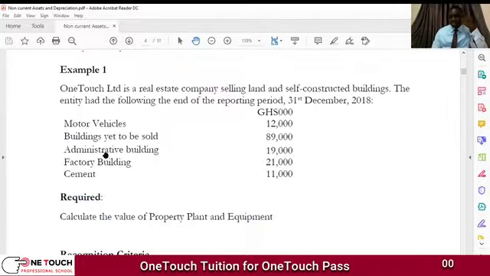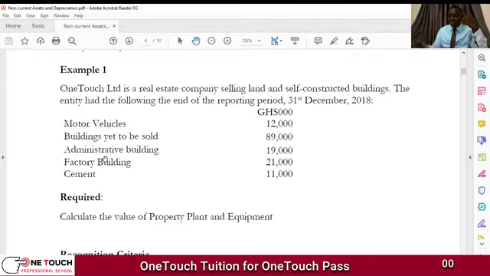Now, motor vehicles. If the real estate company makes use of motor vehicles for administrative purposes, or when they are doing their constructions they send vehicles to site, that is a business asset. Buildings held to be sold: because they are into real estate, they sell the buildings. Now the building is their inventory, so we cannot class that as PPE. You get the point? The business they are in is the sale of buildings.